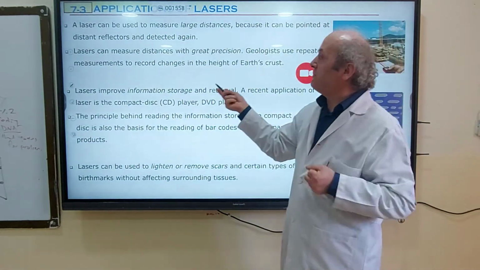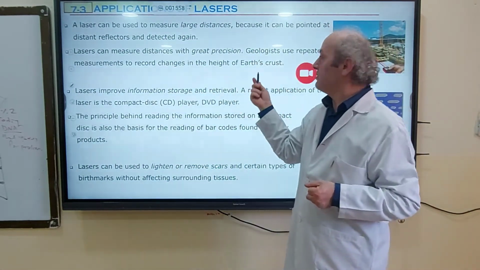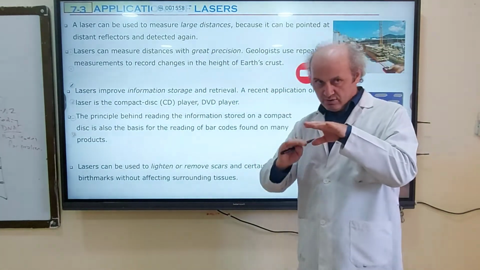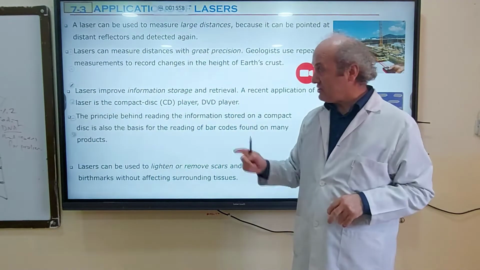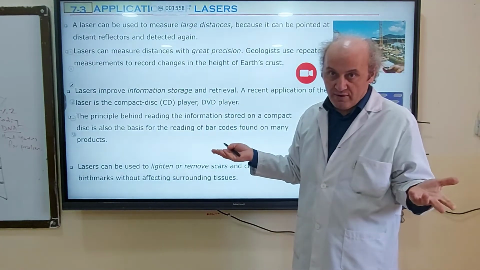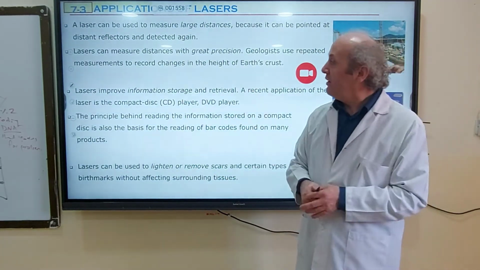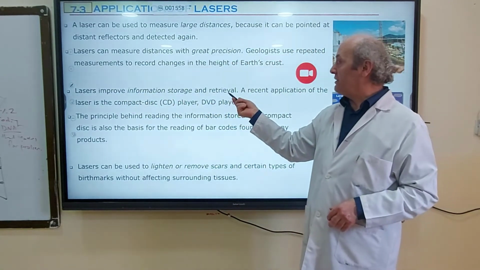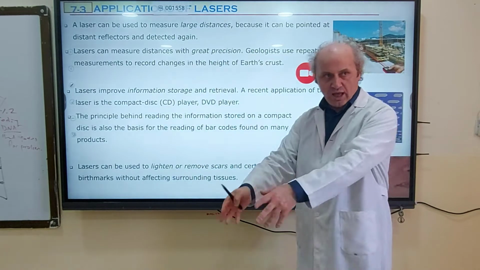Geologists use repeated measurements to record changes in the height of the Earth's crust, year by year, whether there is an increase or decrease in its height. They are measuring this way, recording data from different parts of the Earth. And lasers improve information storage and retrieval. You store it and come back.